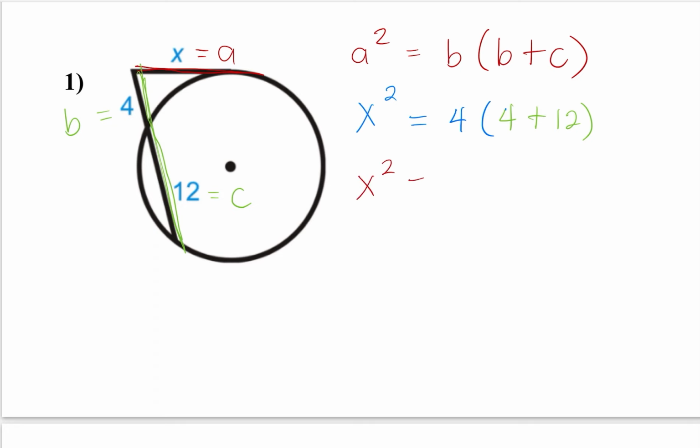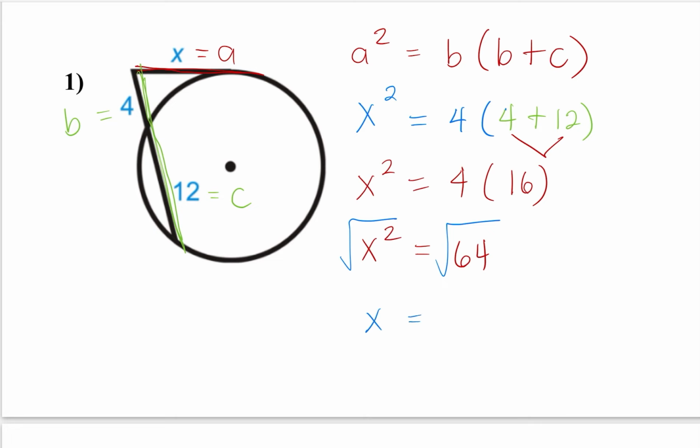Then we simplify. So 4 times adding these two together, that would be 16. And 4 times 16 is 64 equals x squared. Isolating x, we're going to extract the square roots on both sides. And so that would be x is equal to 8. So the distance or the measure of x is equal to 8.